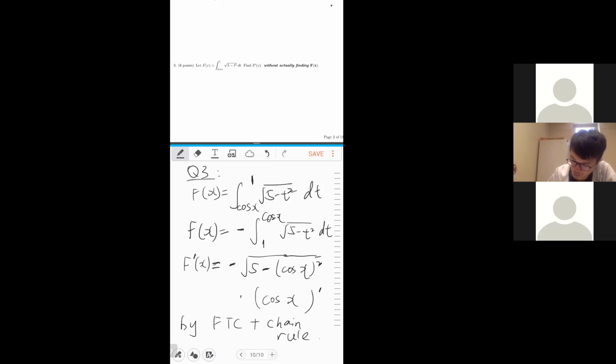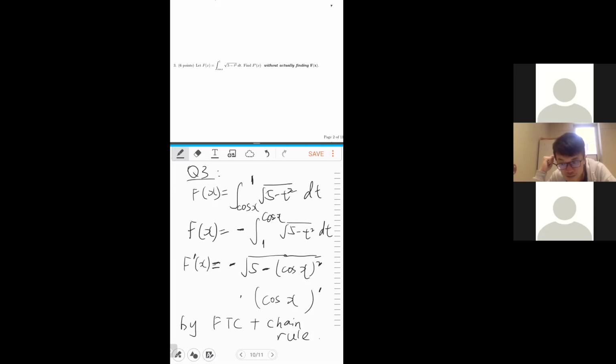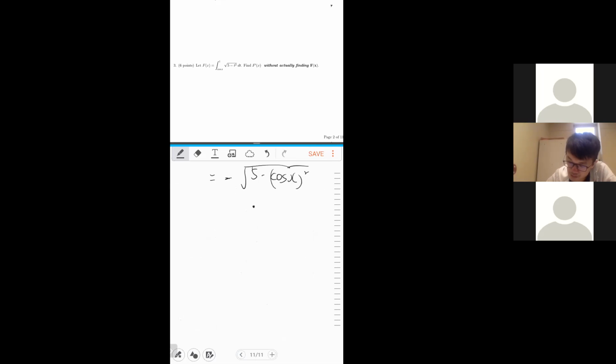And yeah, I probably should finish that. So this one will be 5 minus cosine x squared times, what is the derivative of cosine of x? Negative sine of x. That's it. Questions?